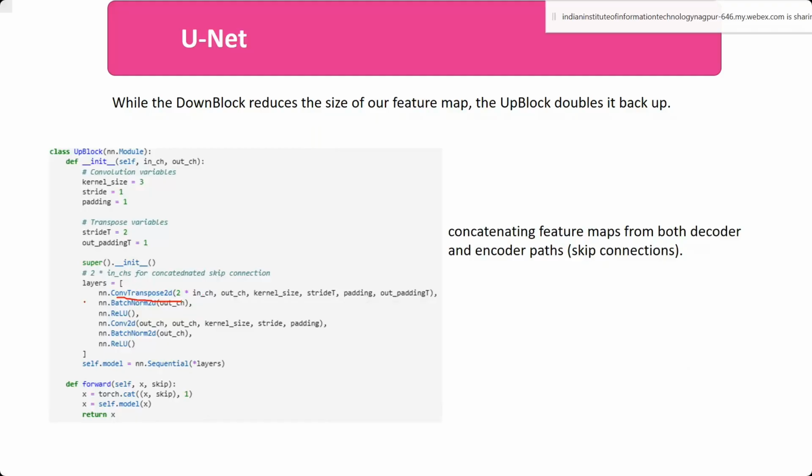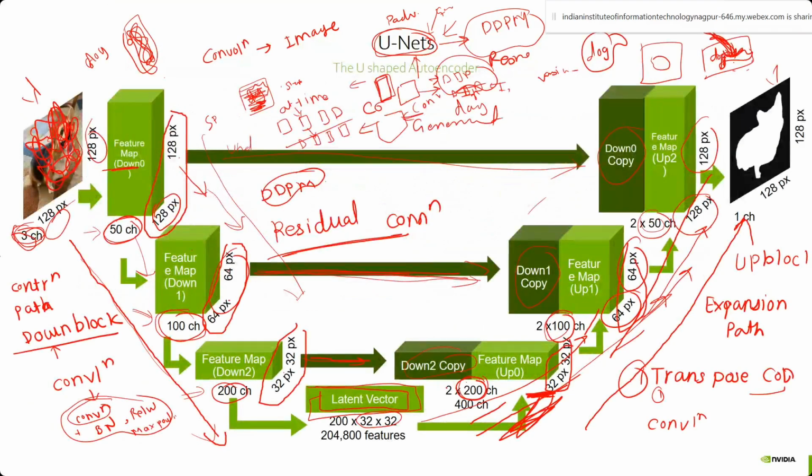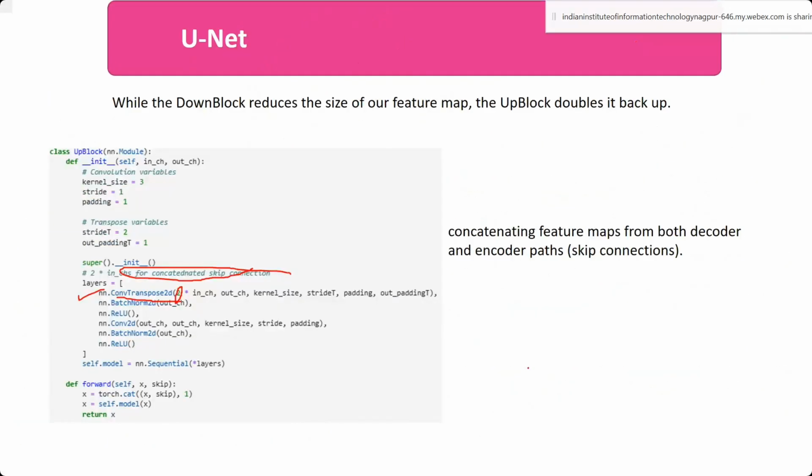So this is how the down block is defined. Sorry, the up block. You have here a transpose convolution operation. In the transpose convolution, what does this 2 indicate? You are taking data from the skip connection, that is, from the down block side. Because of this down copy, you have here 400, 200 into 2, because you are taking 200 channels as they are, and these current 200 channels. So that is why this 2 indicates.